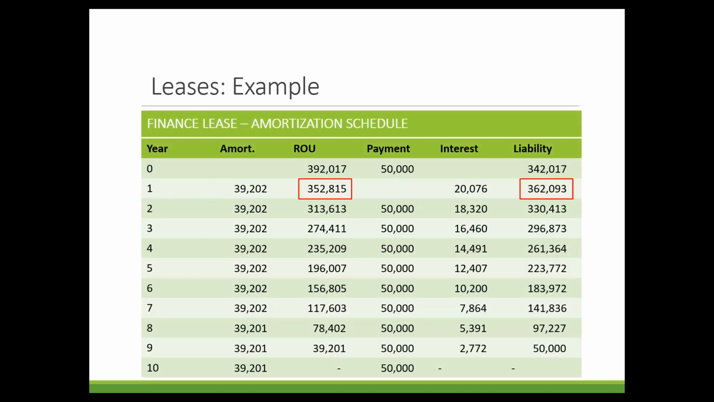The amortization table of the finance lease shows that the ending balance of the lease liability and ROU asset is different because of the upfront payment that was made and the interest incurred on the lease liability.